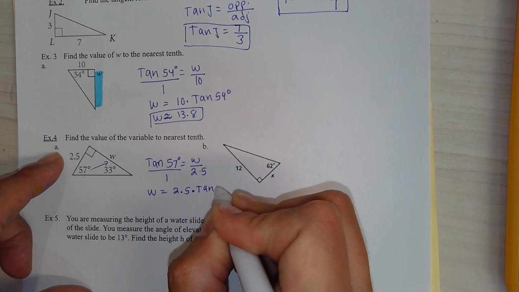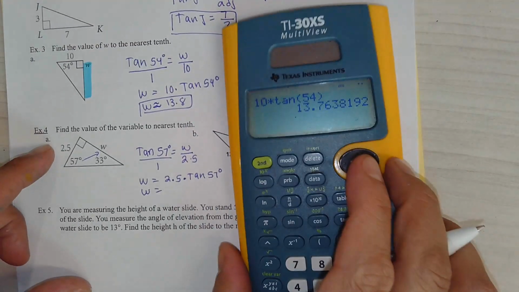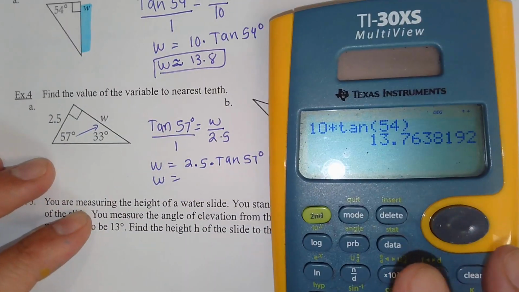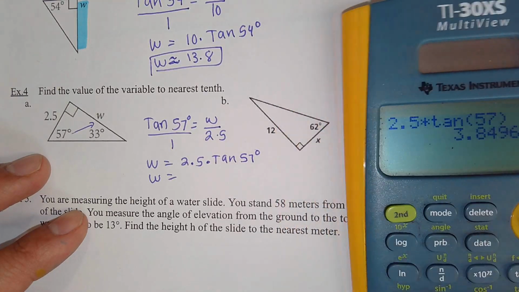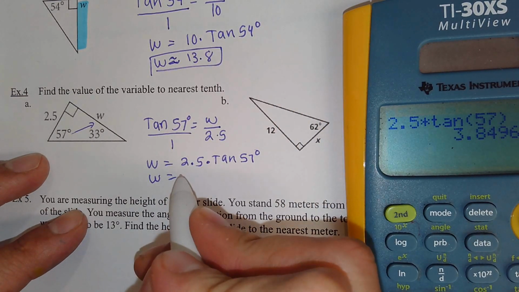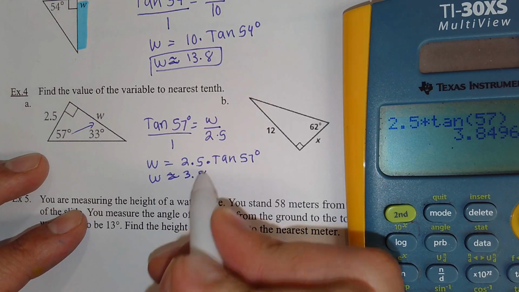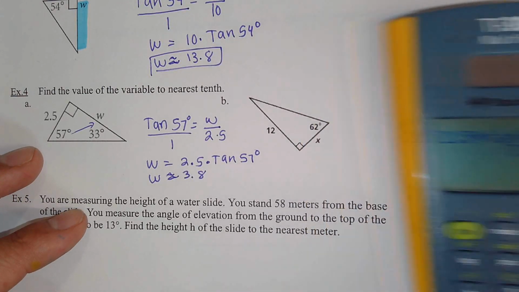Notice that I'm not doing the math yet, I'm just rewriting it, and then I'm ready to punch it in. Okay, so now I'm gonna punch it in. I'm gonna do 2.5 times tangent of 57, and I should get approximately 3.8.